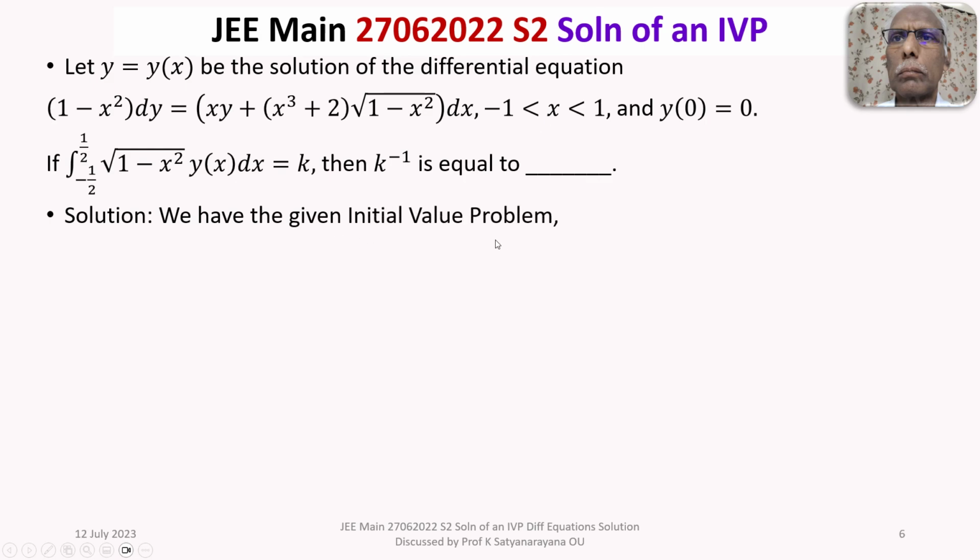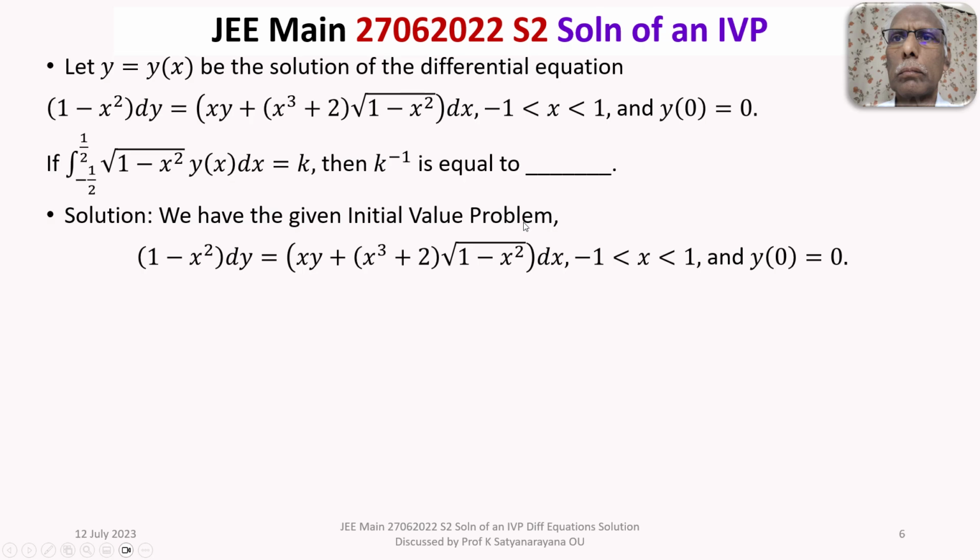We have the given initial value problem. What is an initial value problem? A differential equation equipped with an initial condition is called an initial value problem. Here, this is the differential equation and y(0) = 0 is the initial condition. Now this differential equation can be written as (1 − x²) dy/dx = xy + x³ + 2√(1 − x²).